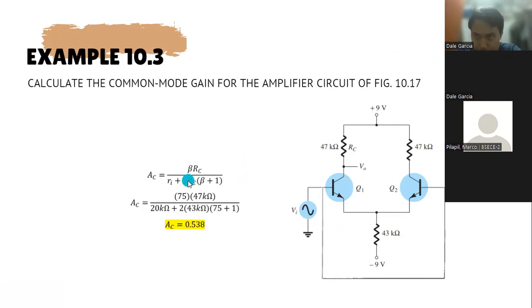We just use the formula we previously derived, beta RC over RI plus 2 RE, all multiplied by beta plus 1. Substitute the givens of beta 75, RC 47 kilo ohms, RI 20 kilo ohms, plus 2 times RE 43 kilo ohms, all multiplied by beta 75 plus 1. So I have an AC of 0.538. Notice how it is very much smaller than both the single-ended and the double-ended configurations. This is because they are supposed to have a ratio where the bigger the ratio is of the double-ended voltage gain over the AC voltage gain, the better the amplifier actually works.